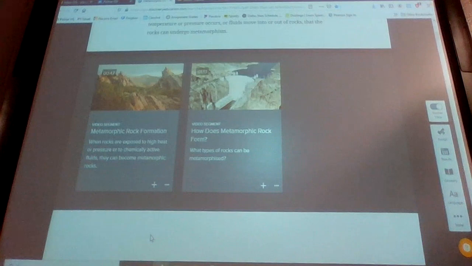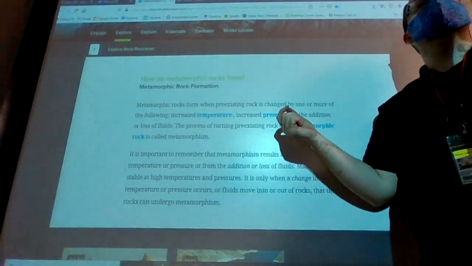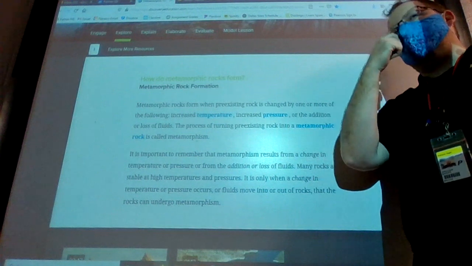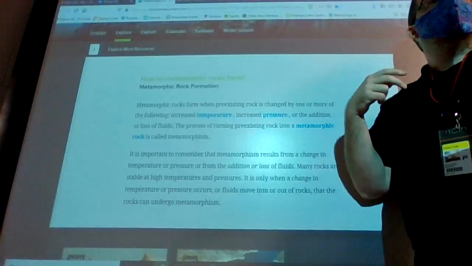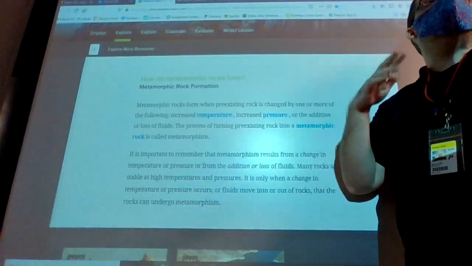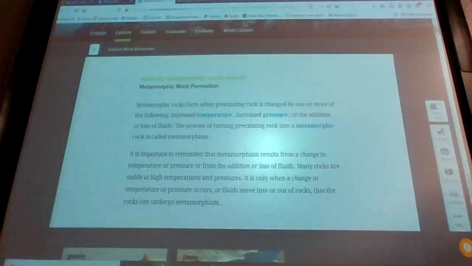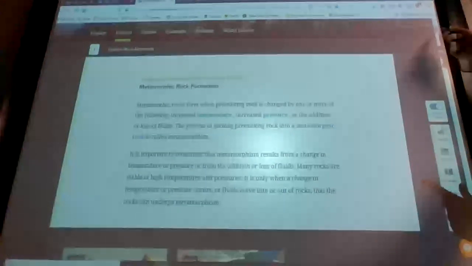Let's just go ahead and say it out loud. The three things that cause metamorphic rocks are what? What are the three things I talked about yesterday that can make a metamorphic rock? Temperature, pressure, and loss of fluid, right? Yeah. Temperature, pressure, and some sort of fluid interaction. Like if water's nearby, it's going to change the chemistry of what's going on. So temperature, pressure, and addition of fluids.